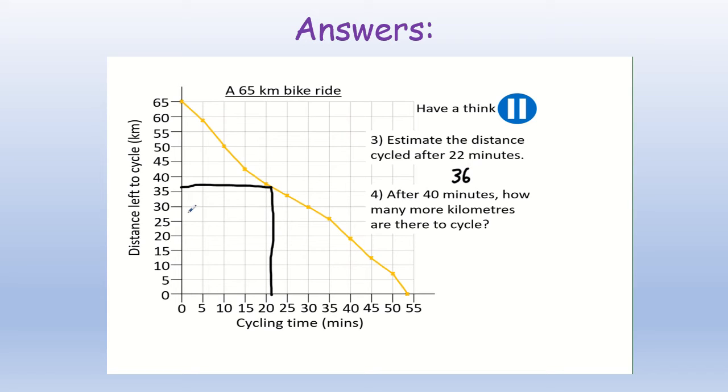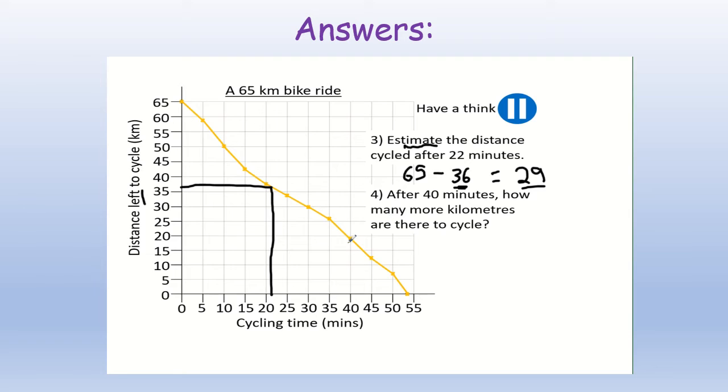However, remember, this is the distance left. So again, I have to subtract that distance from the total distance. 65 take away 36 would leave me with 29. If your 36 is a slightly different number, maybe you put 37 or 38, your final number might be slightly different, but I would accept that as correct. So check carefully because it is an estimate.